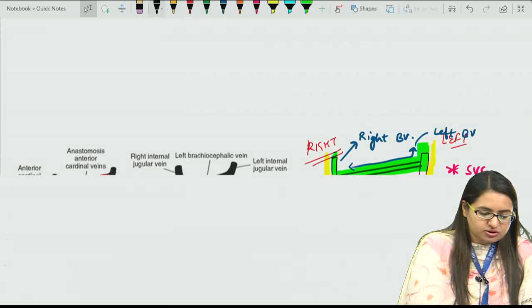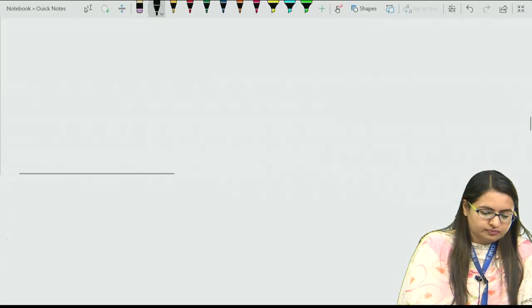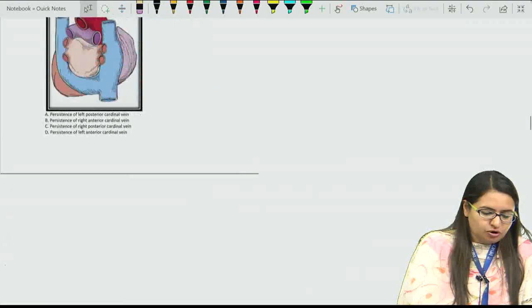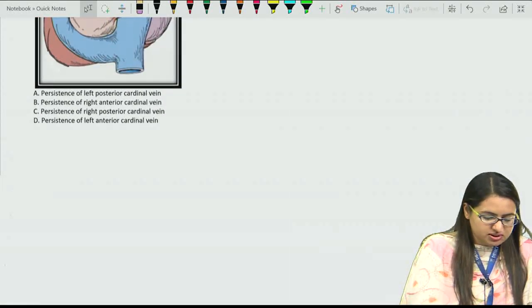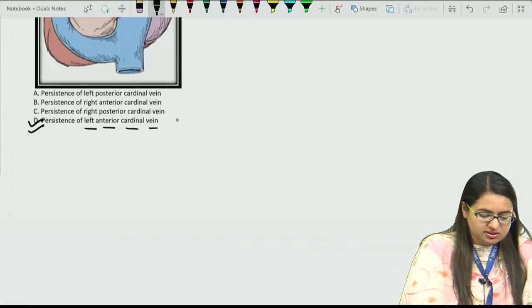If we come back to the question, this anomaly, that is a double superior vena cava, is due to the persistence of the left anterior cardinal vein. So the answer for this question is D.